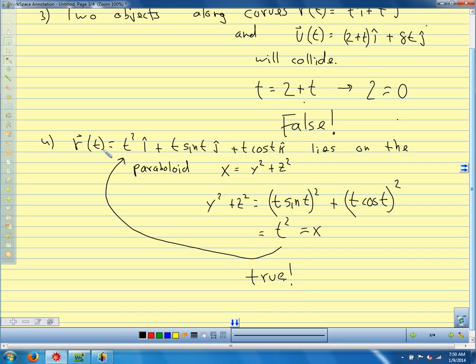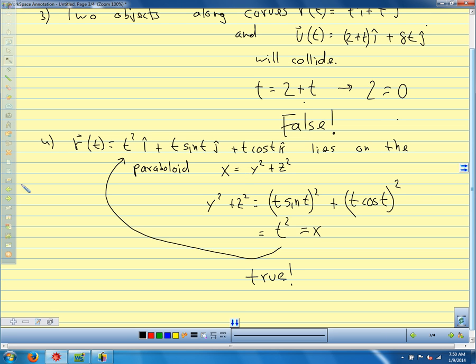So this vector valued function would lie on the outside, on the surface of a paraboloid. So that would be it. It would be somewhere on the surface of a paraboloid. Aren't these kind of fun? I love thinking in 3 dimensions.